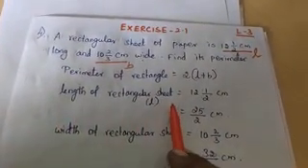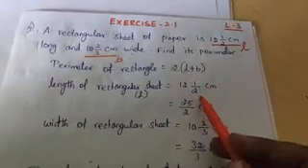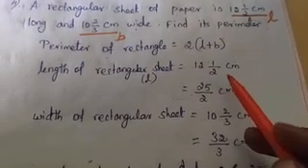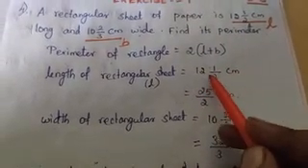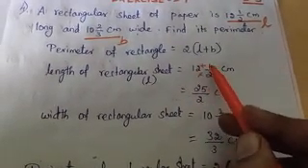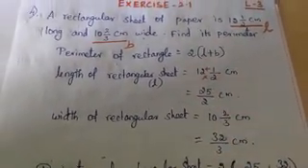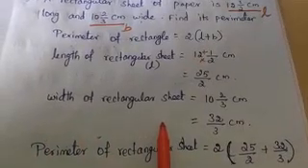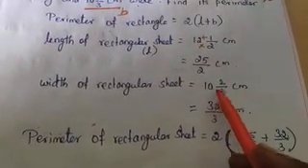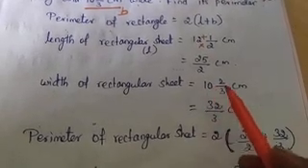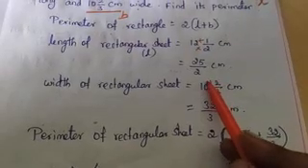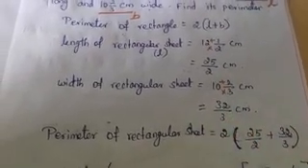So length of the rectangular sheet is 12 1 by 2 centimeter. This is given in mixed fraction. We have to convert the mixed fraction to improper. So you know how to convert. 12 multiplied by 2, 24 plus 1, that is 25 by 2. And next one, width of the rectangular sheet is 10 2 by 3 centimeter. This is also a mixed fraction. We have to convert to improper. So 10 into 3 is 30 plus 2, 32 by 3, right?